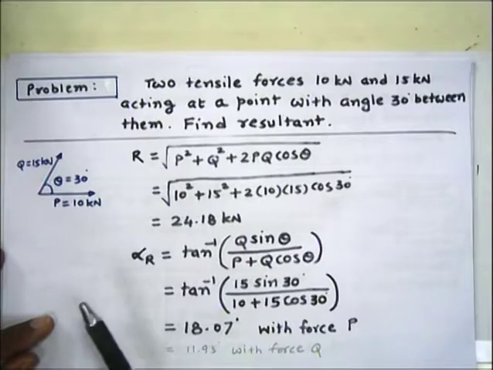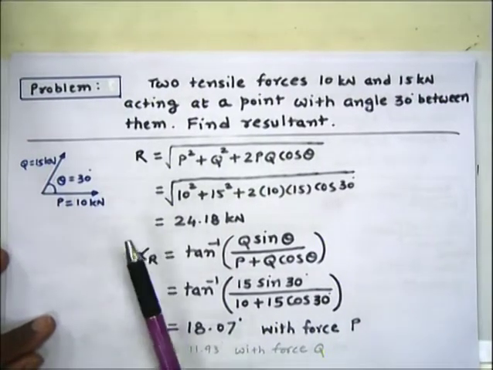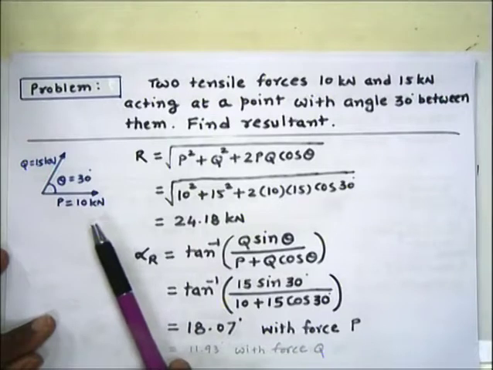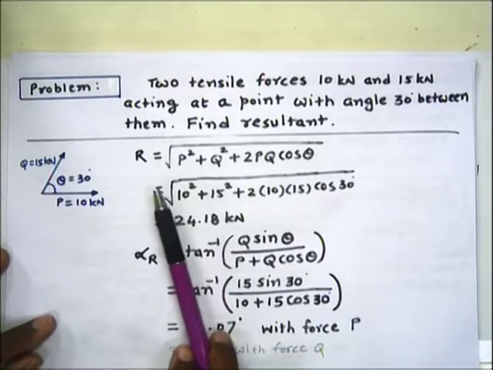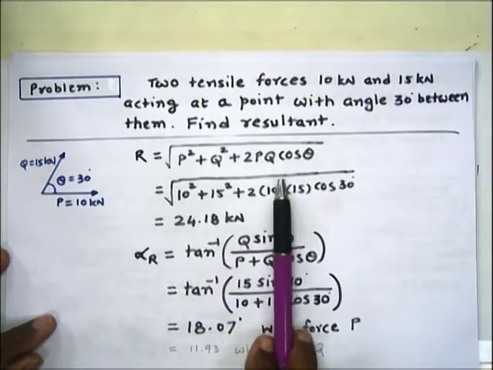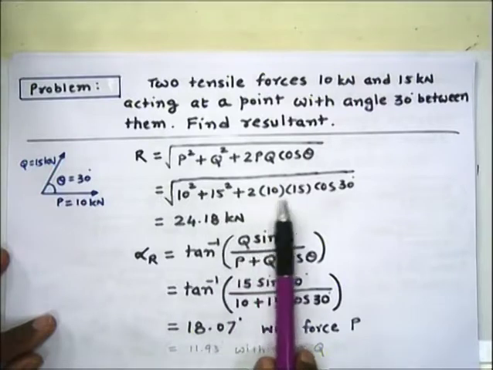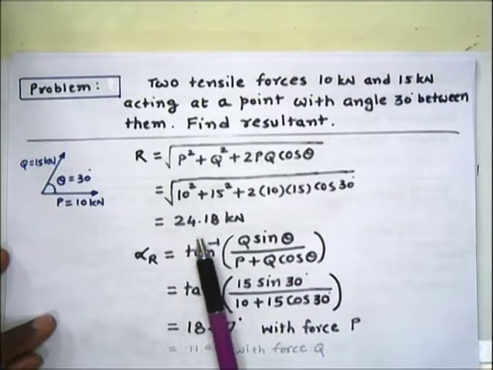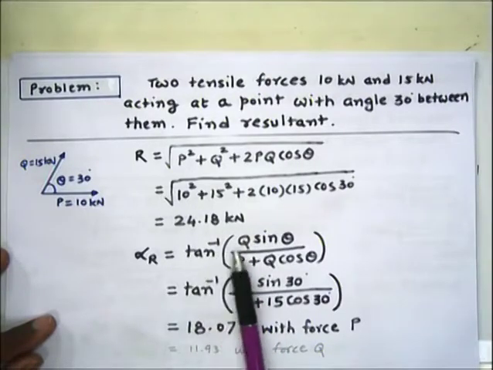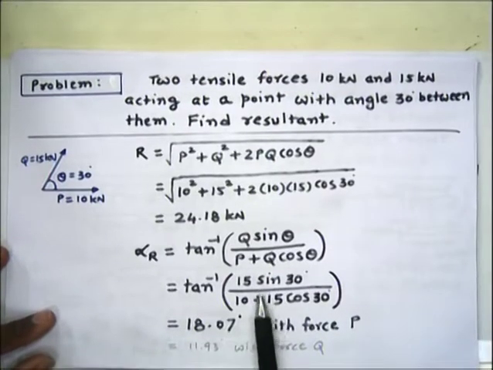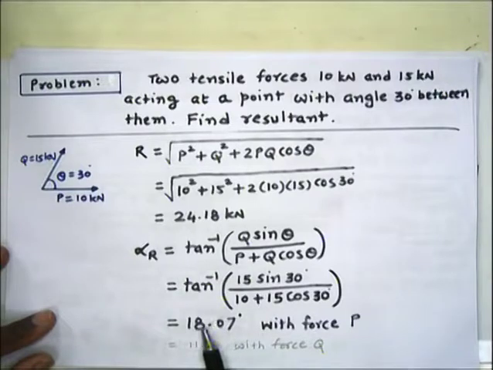Now, one more problem solved using parallelogram law. Say here two forces 10 kN and 15 kN, angle between them is 30 degree. To find out resultant, again using R is equal to root of P square plus Q square plus 2PQ cos theta, putting values of P, Q and theta in the formula, we'll get R is equal to 24.18 kilonewton, and angle of resultant alpha R with P is tan inverse of Q sin theta divided by P plus Q cos theta. Putting values of P, Q and theta, we'll get alpha R 18.07 degree, and that is with respect to force P.